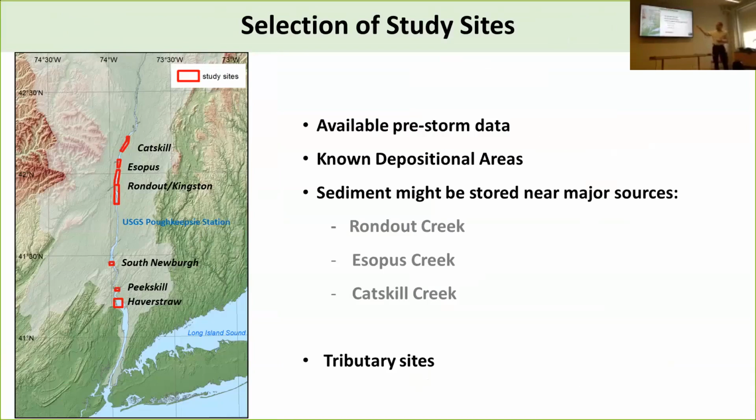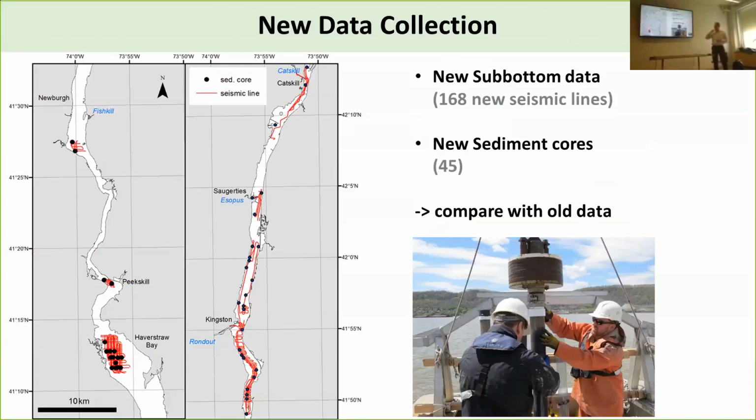And then we focused mostly on the north, between Poughkeepsie and Kingston, and north of Kingston, near the Esopus and Catskill tributaries, and looked there. Then we had a small area near Peekskill and the southern part of Newburgh Bay that we were looking at. We went out and collected sub-bottom seismic data, following the old lines that we had from previous surveys. We reshot the lines with the idea to compare those and then analyze the differences.